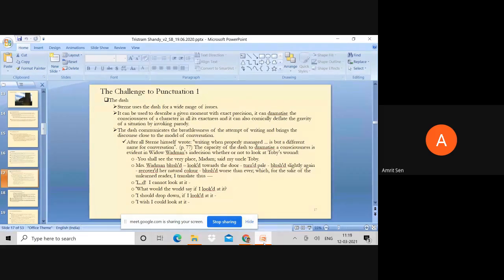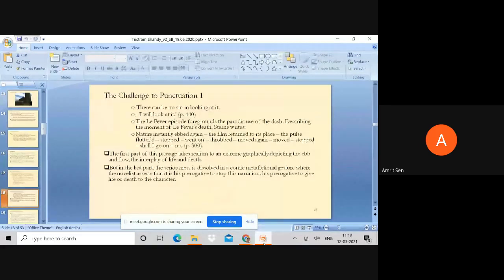I translate that: Lord, I cannot look at it. Dash. What would the world say if I looked at it? I would drop down if I looked at it. I wish I could look at it. So he's dramatizing Wadman's interiority, no doubt, but at the same time he's parodying the fact that between Toby and Wadman there is a huge gap in terms of language.